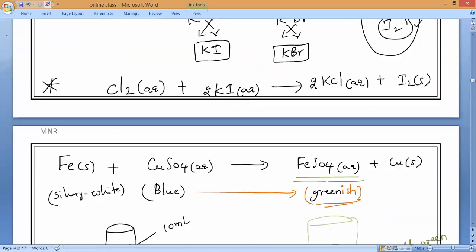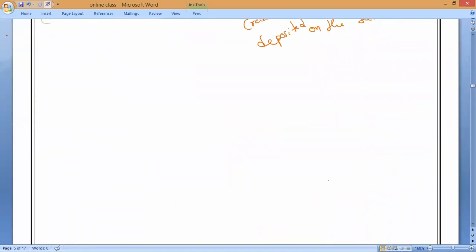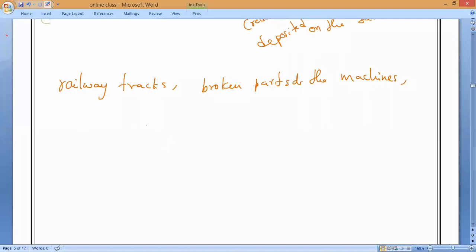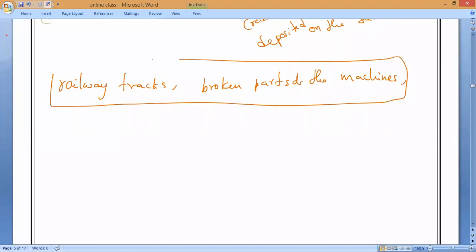Now, sir, where do we use thermite welding? For general awareness, even government exams will find it useful. Thermite welding is used in welding of railway tracks. Where do we use it, guys? Railway tracks. And in the same way, for broken parts of machines we use thermite welding. A large amount of heat is released during this reaction, which will melt the iron, around 3000 degrees Celsius. That is why it is called a highly exothermic reaction.